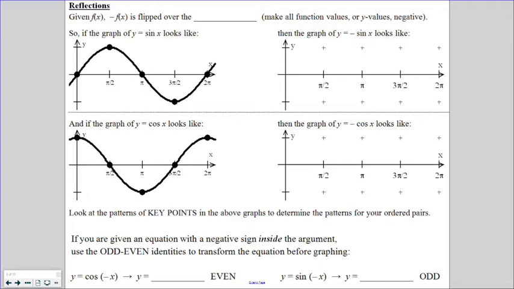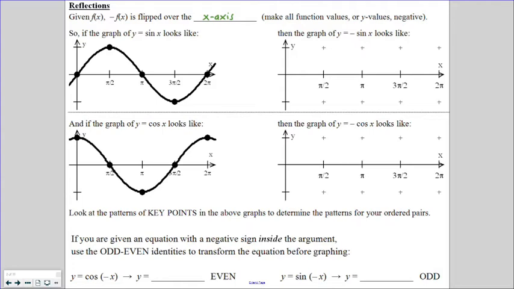So when we've got reflections, the graph of negative f of x is going to be flipped over the x-axis. Now, I will make a note here that when we're looking at sine and cosine, we're never going to have a flip over the y-axis. We're never going to have a negative on the inside with x. And the reason for that is actually at the bottom of this set of examples. So take a look. We're going to skip the graphs of sine and cosine for just a minute. And at the bottom it says, if you're given an equation with a negative inside the argument, we can use the odd-even identities to transform the equation before we graph.